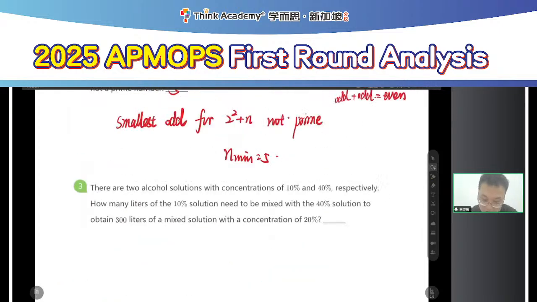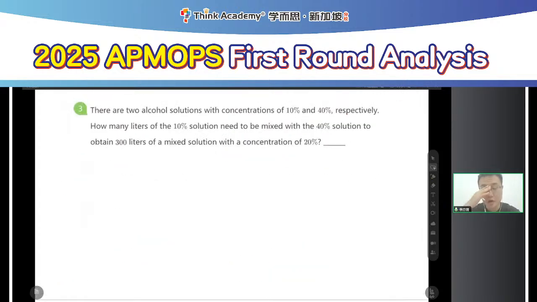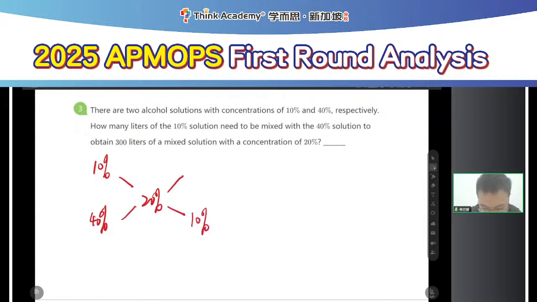Right. Okay, so then the next question is a concentration problem. You can use algebra or maybe the concentration cross. I prefer the concentration cross, but if you don't know how to use it, algebra would work. So we mix 10% and 40% into a 20%. Using the concentration cross, we just calculate the difference of concentration. So this 10% and 20%. So the concentration difference ratio is 2 to 1.